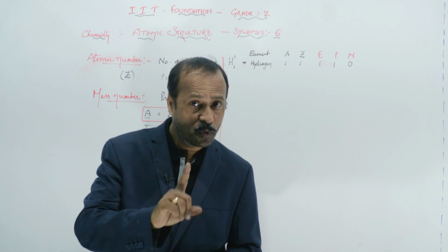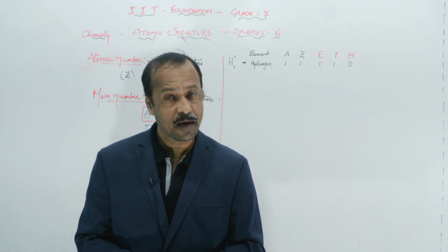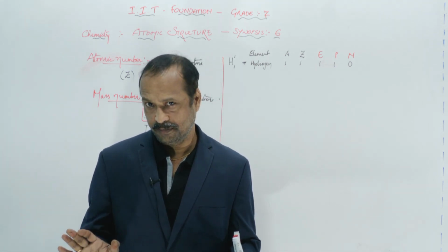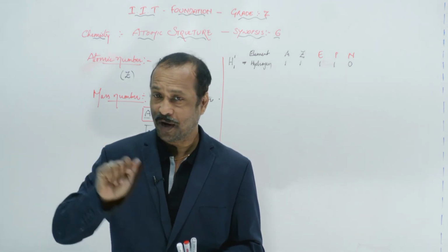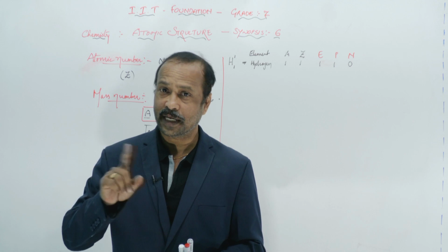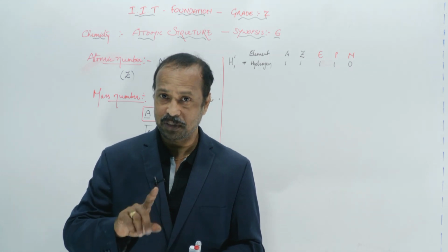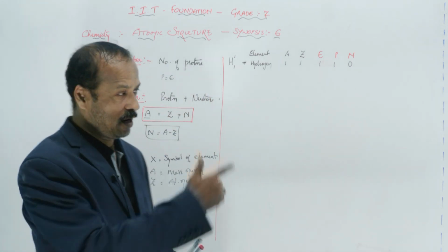Hydrogen is the only element in the periodic table, students, remember that, without a neutron. And one more important thing is that there are isotopes of hydrogen. In those isotopes, again, a neutron is present. That I will discuss immediately after this topic.